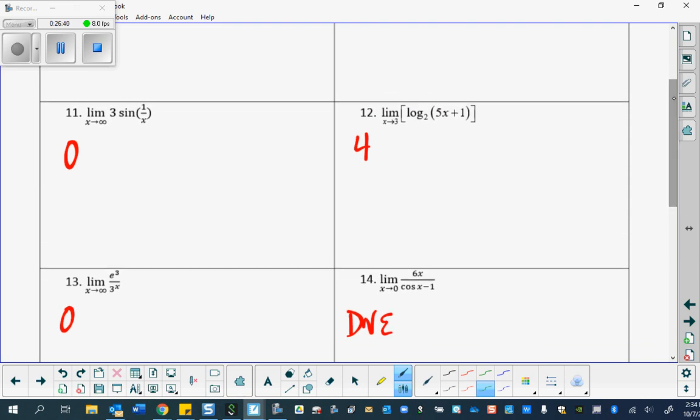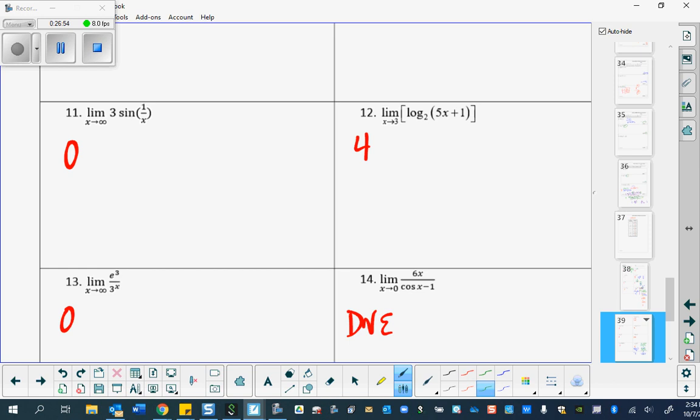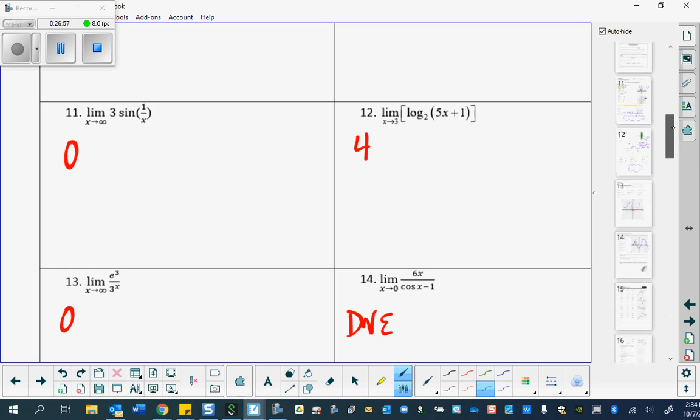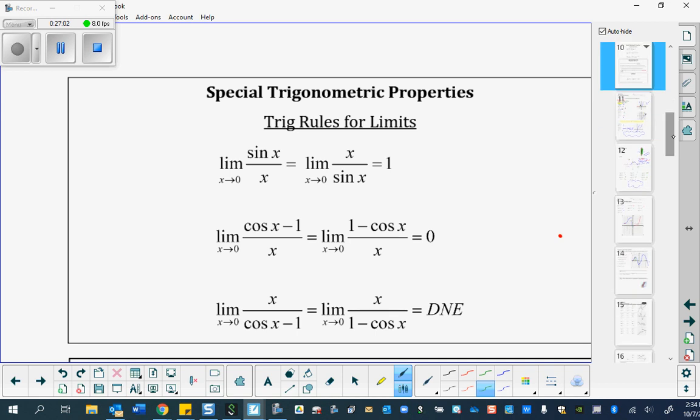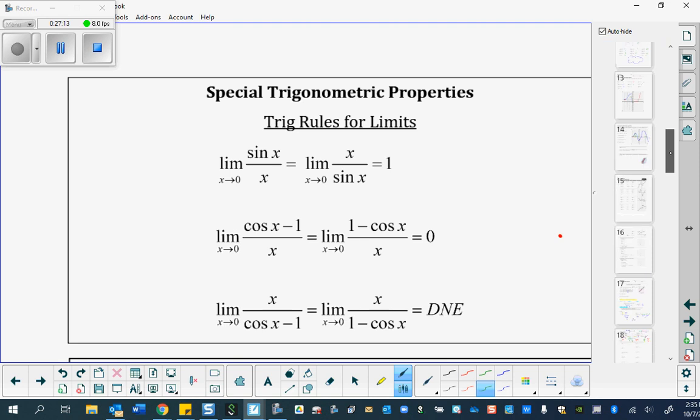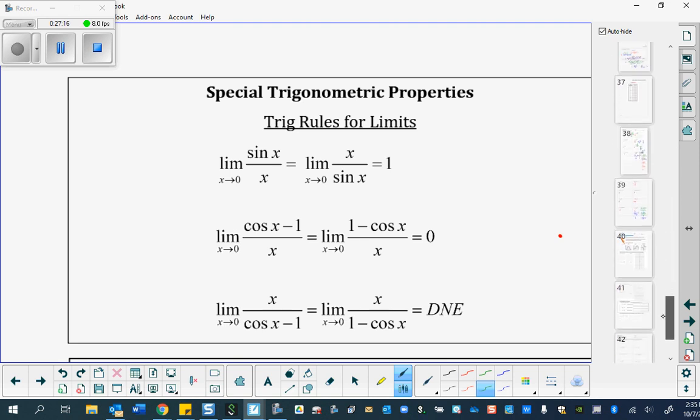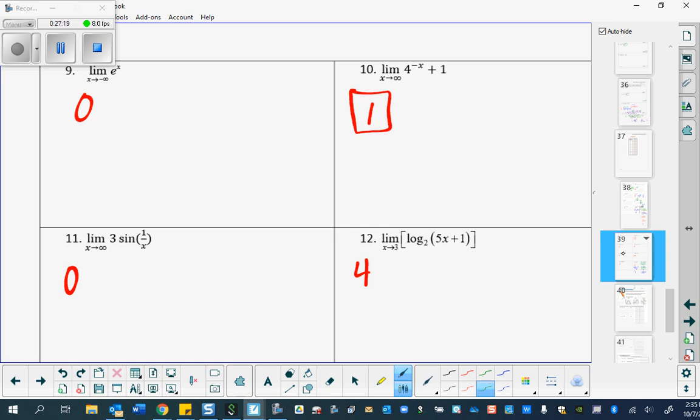3 times the sine of 1 over x as x goes to infinity. So when we look here, we go back to our sheet for our trig rules. So we go all the way back. Jacques, did I give you one of these pieces of paper? Yeah. Our trig rules for limits. So as sine of x over x, oh, wait a minute. That's not going to work out, because that's not my special trig properties.